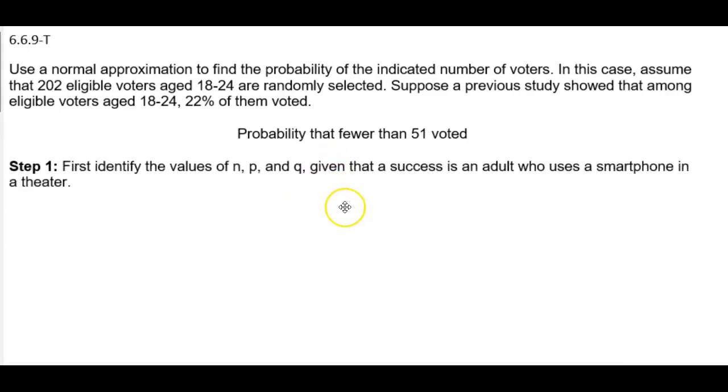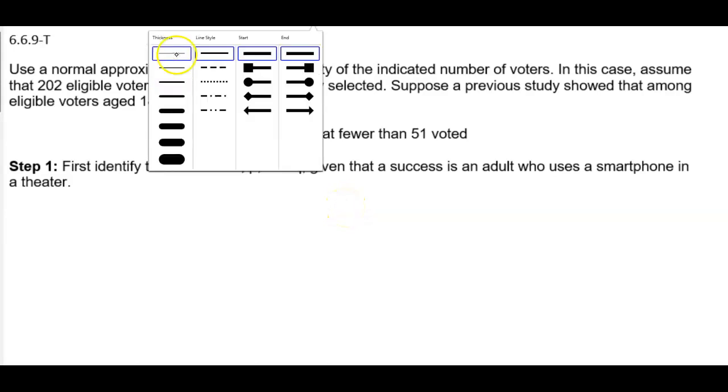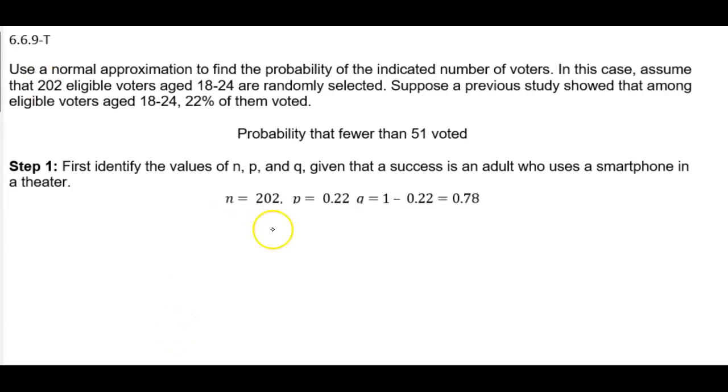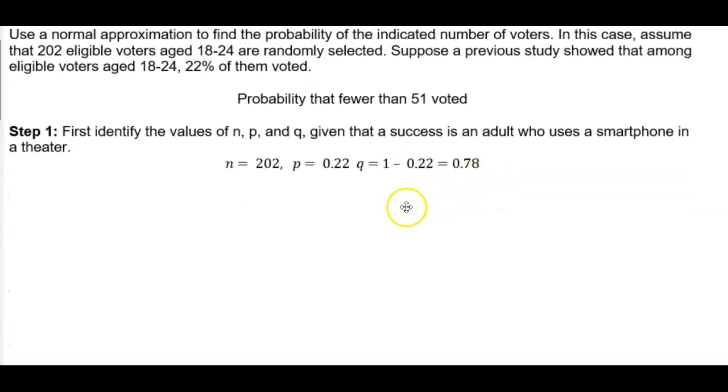Now we want to first identify the values of n, p, and q. So in our problem, we can see that there's 202 eligible voters, so n is equal to 202. We know that the probability is 22%, so p is going to equal, as a decimal, 0.22. And the value of q is equal to 1 minus 0.22, which is equal to 0.78.